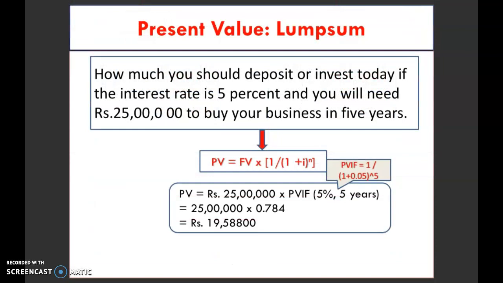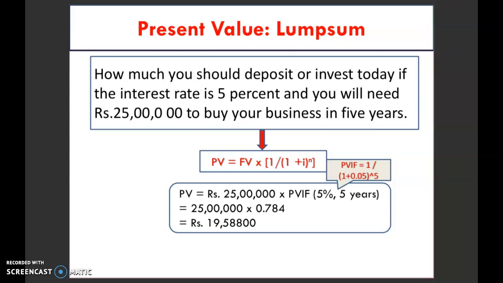Now, another concept you would have learned in the classroom, present value: whatever is the lump sum amount that you should deposit today. If the rate of interest is 5% and you need rupees 25 lakhs to buy your business in 5 years, what happens? You want to know what is the investment that you should make today so that you get rupees 25 lakhs at the end of 5 years if the rate of interest you earn is 5%.